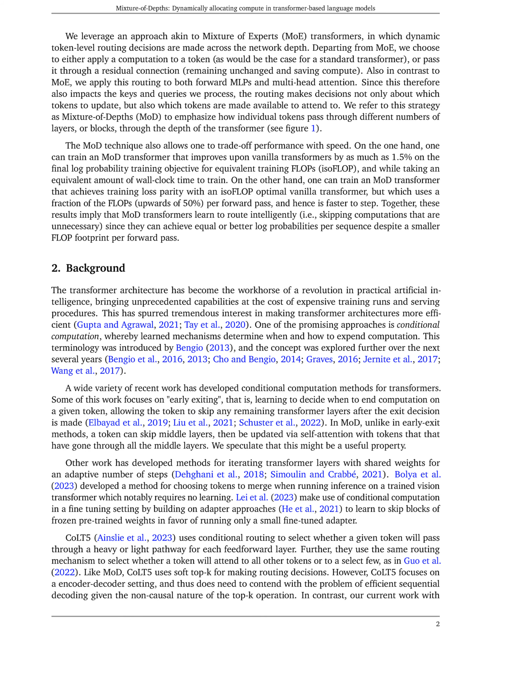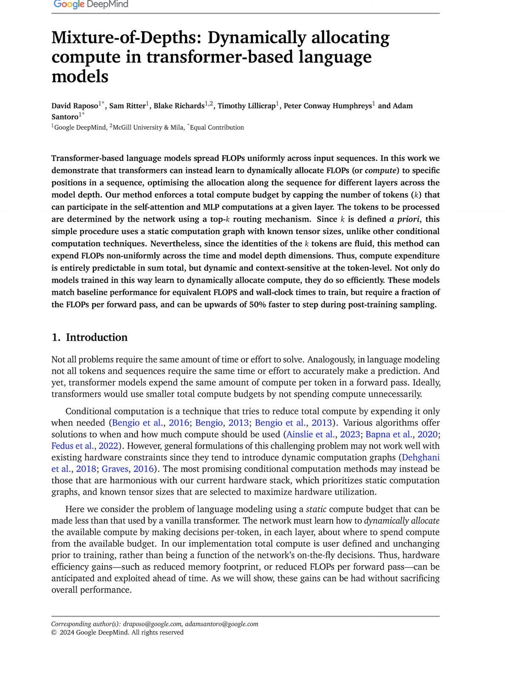The network learns to intelligently allocate compute by making decisions per token, allowing for a more efficient use of resources. Additionally, the MoD technique allows for a trade-off between performance and speed, enabling models to achieve equal or better results with a smaller FLOP footprint per forward pass. Overall, the MoD method optimizes compute usage by dynamically allocating resources based on the specific needs of each token, leading to significant efficiency gains in language modeling tasks.